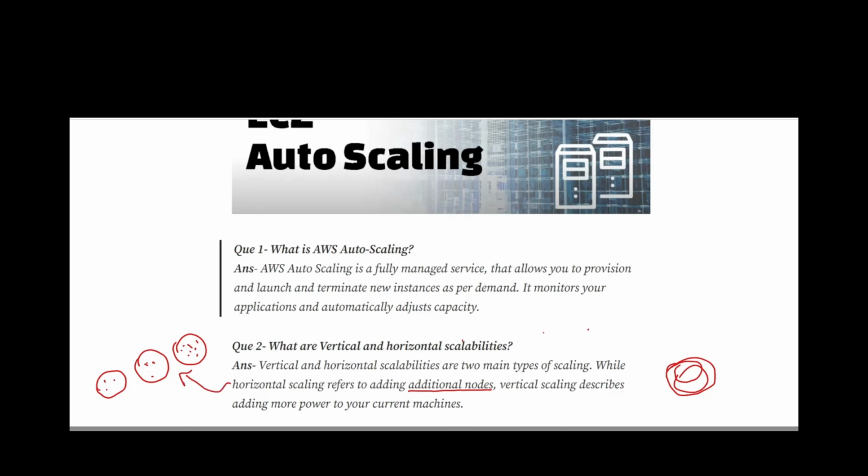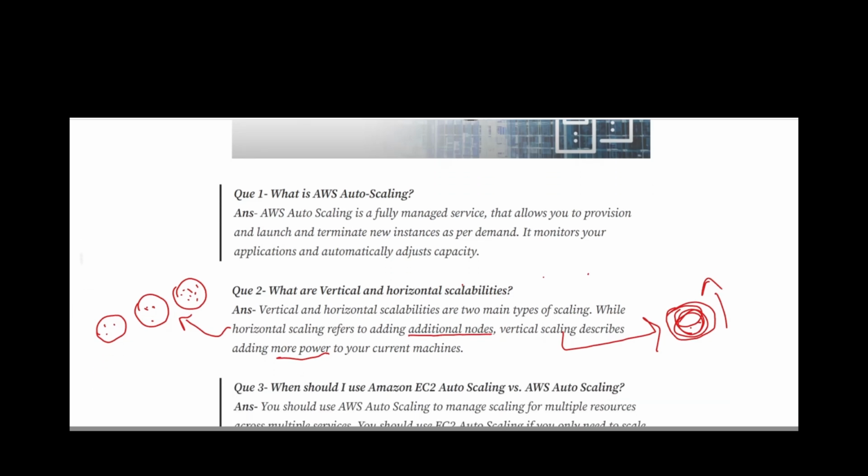The same goes with horizontal and vertical scalabilities. When you are adding additional nodes, just like you are ordering a new burger, it is your horizontal scaling. On the other hand, when we talk of vertical scaling, we describe it as adding more power to the current machine. That is, adding more patties, more cheese to the same burger. Hope it clears that out.